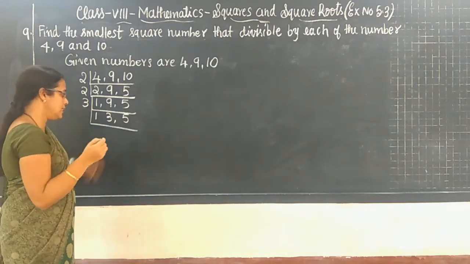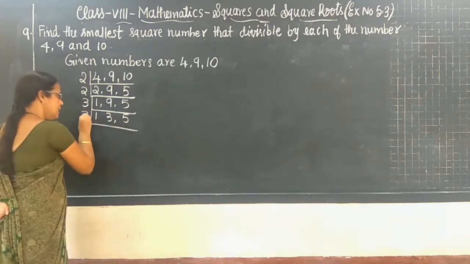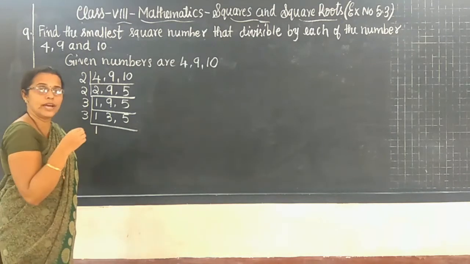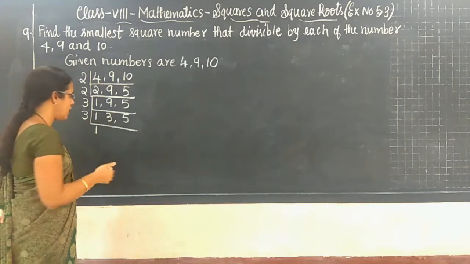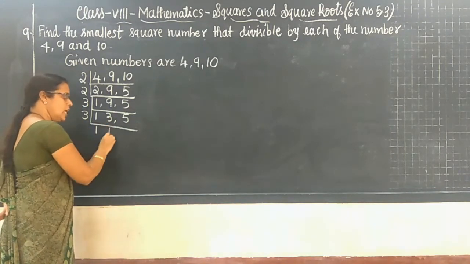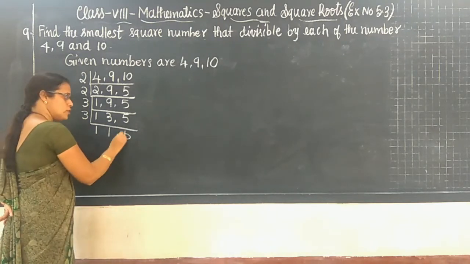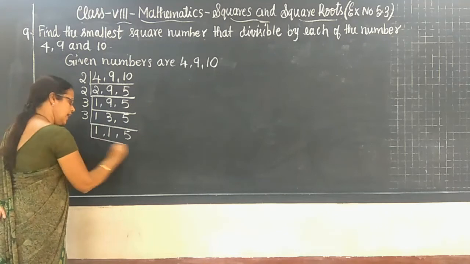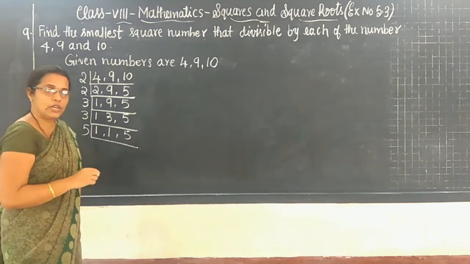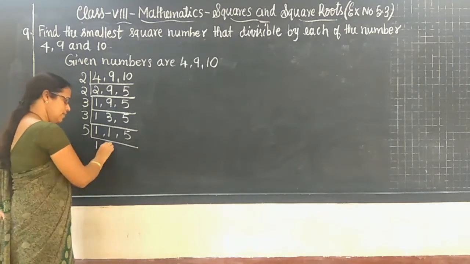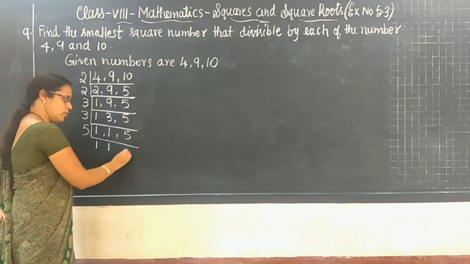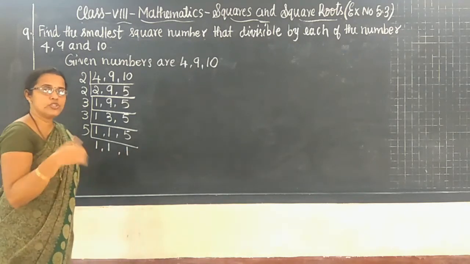Then next, table 3. Can I use the 3 table, children? 3 ones are 3, so 1. 3 how much are 5? Not possible, as it is. Then again the 5 table, we will take 5. 5 ones are 5, so 1. Now all are 1, the division completes. You have to stop here.